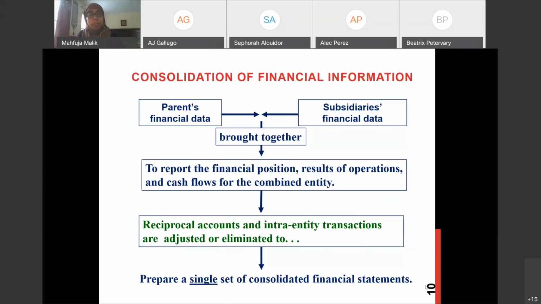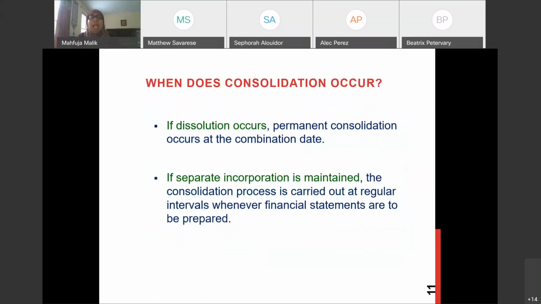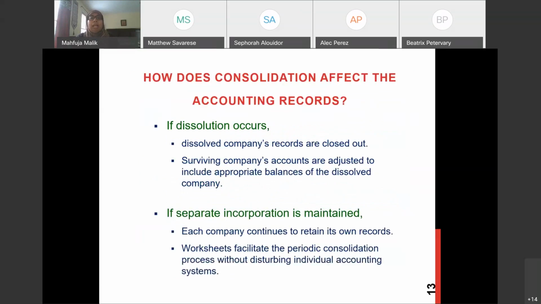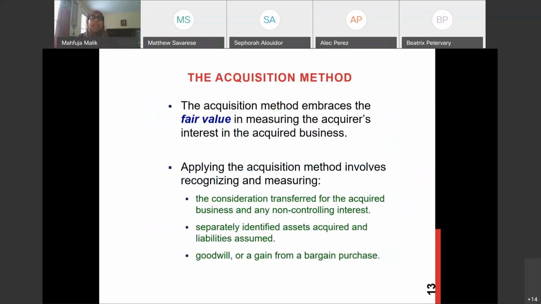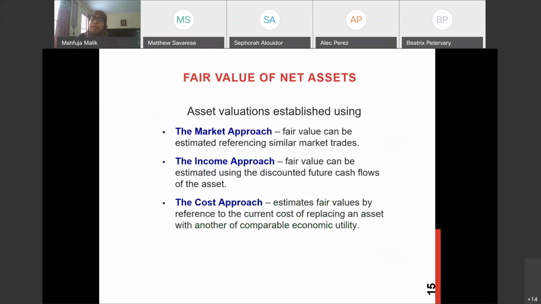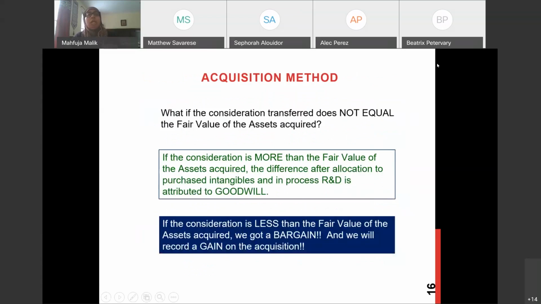Don't be confused with the book value. Book value actually doesn't make any sense. We learned that book values are usually understated. So now here we will see dissolution occurs, and I discussed last class how we can calculate the fair value. There are several ways. You can read the slides, or if you could read the textbook, that would be great.